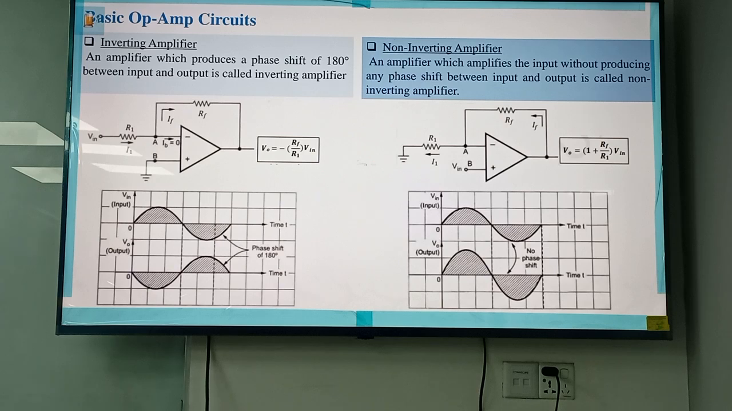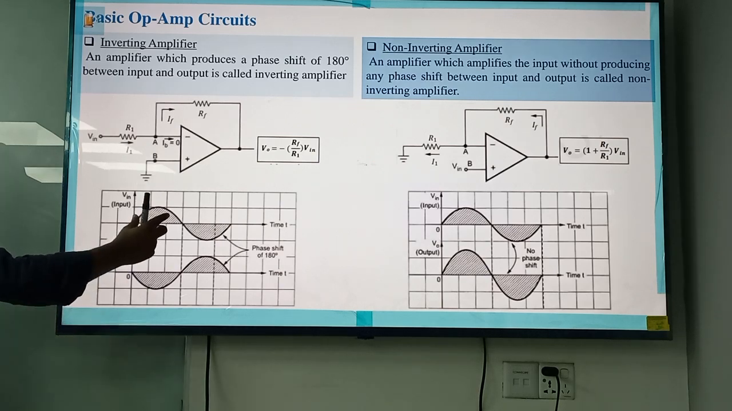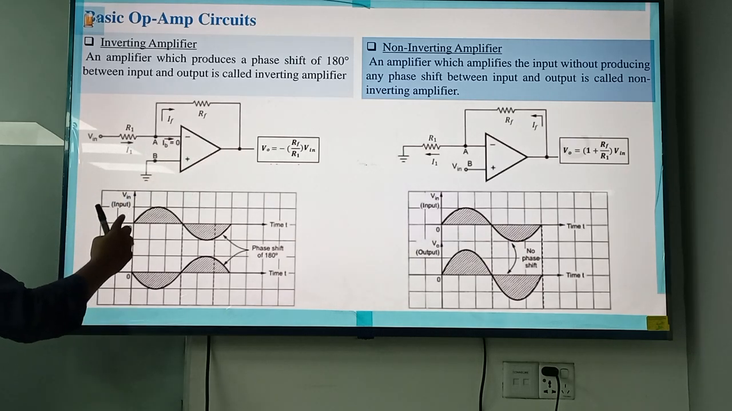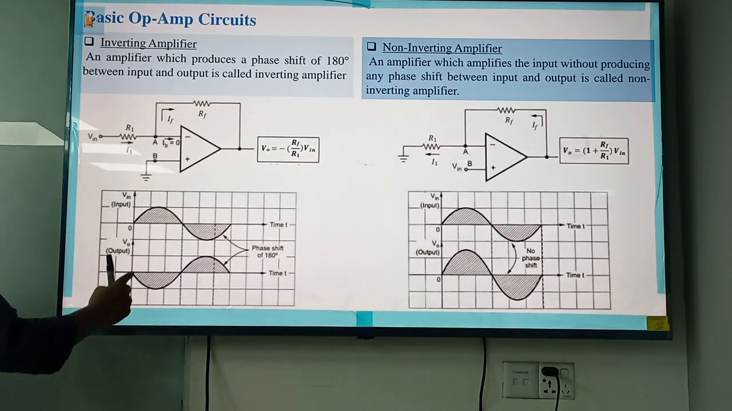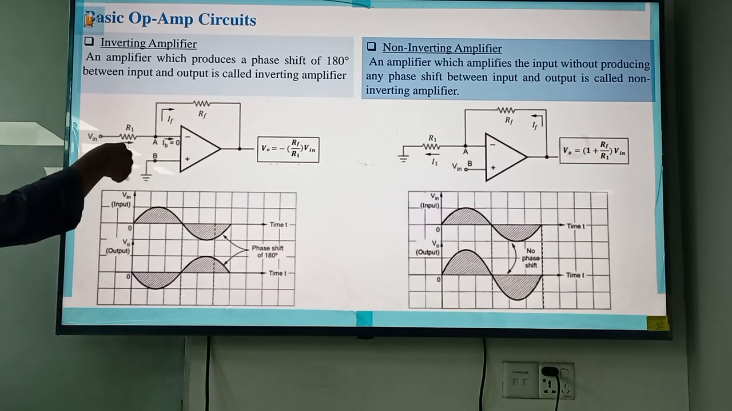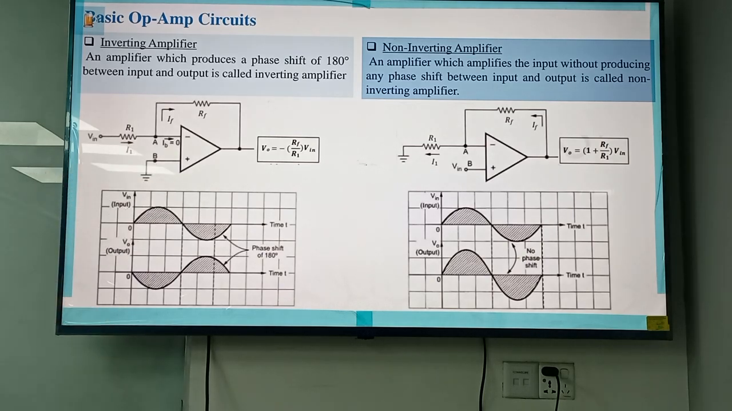In the previous class, in the experiment we conducted, we found that this really happened. You can see the input signal is positive, and the output is inverted by 180 degrees. This is the phase shift of 180 degrees done at the output. That's the reason this is called an inverting amplifier. So this is the circuit. If the examiner asks you to draw the inverting amplifier, you must know how to draw this circuit and analyze it.